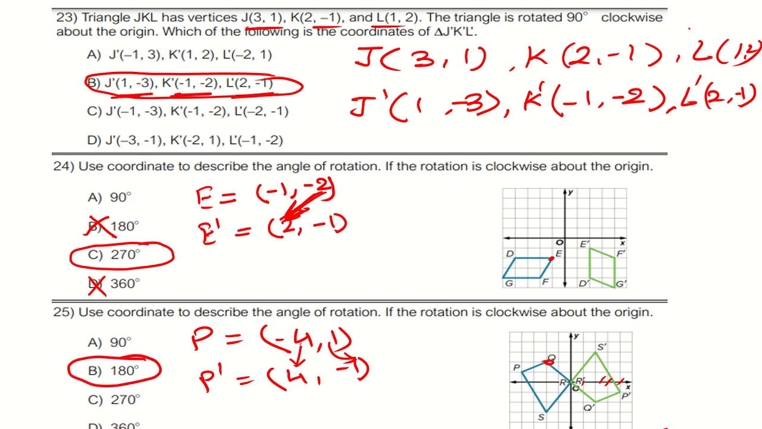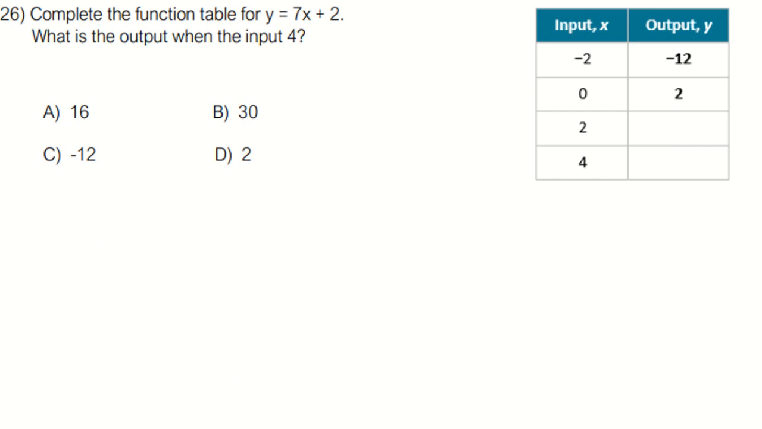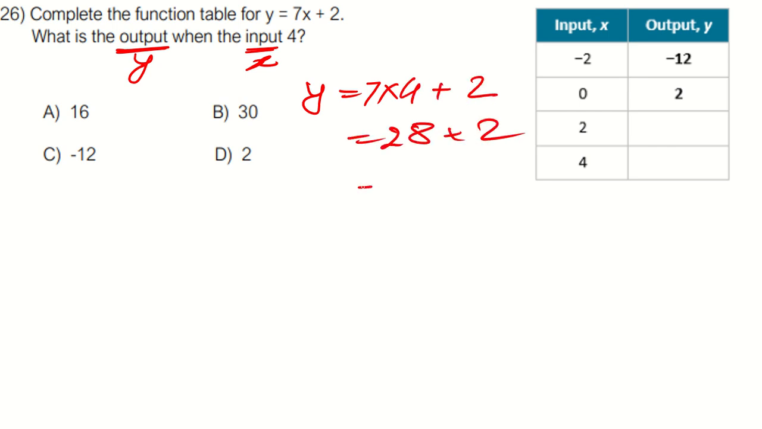Okay. Now let's talk about this question. Complete the function table for y = 7x + 2. What is the output? Output means y, when input, meaning x, is 4. So just write the value of x: 7 multiply 4 plus 2. 7 multiply 4 is 28, plus 2 is 30. So this is the correct answer. You can complete the table for 2 also, just for practice.